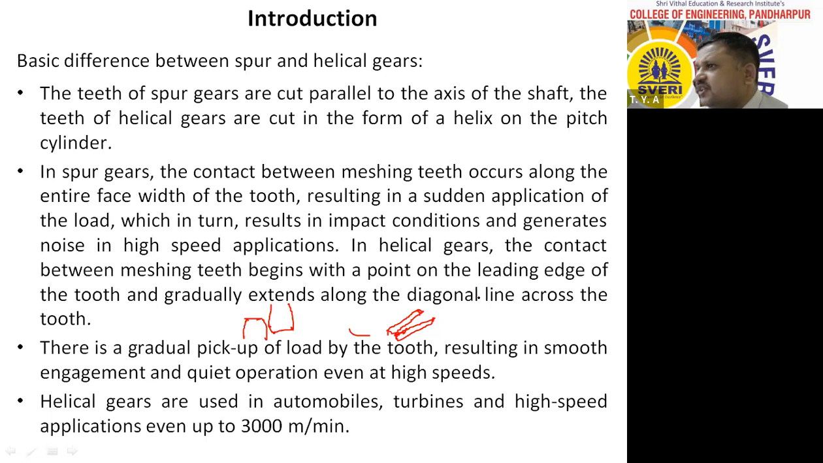Therefore, helical gears are used in automobiles, turbines, and high-speed applications, even up to 3,000 meters per minute. Now, again, another difference is there.